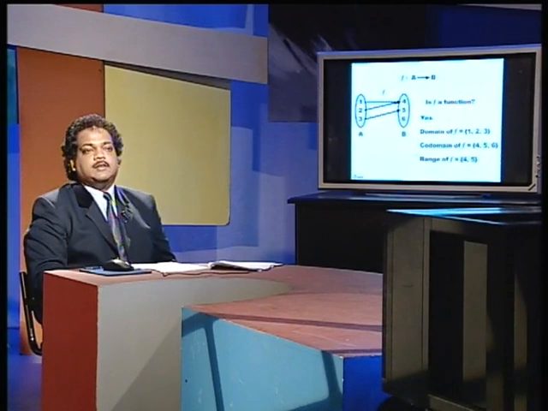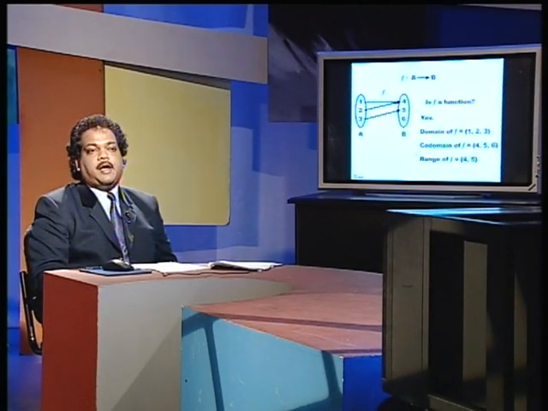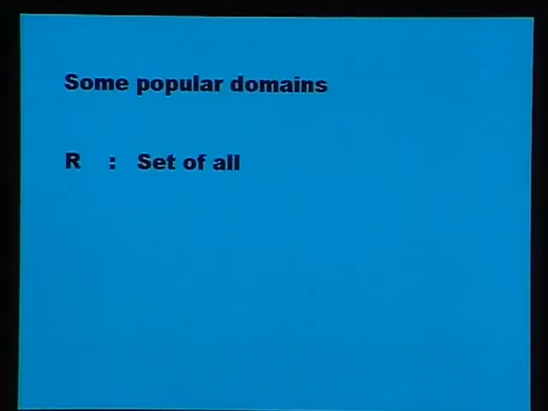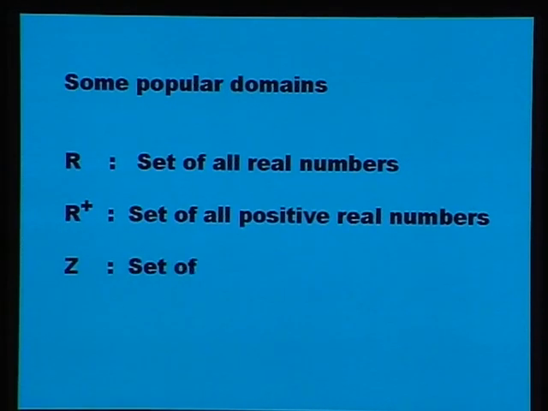There are certain very popular domains which you will often see. So let's see the popular domains. R is used to represent the set of real numbers. R plus is the set of all positive real numbers. Similarly, R minus would represent the set of all negative real numbers. Z represents the set of integers.